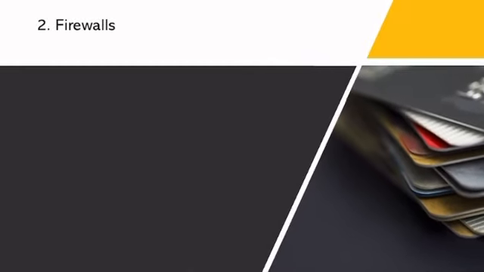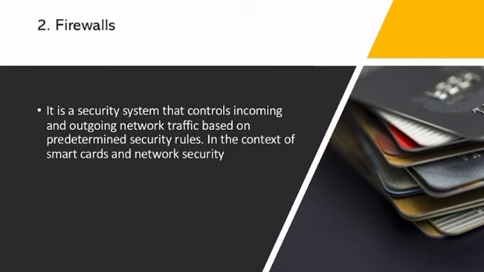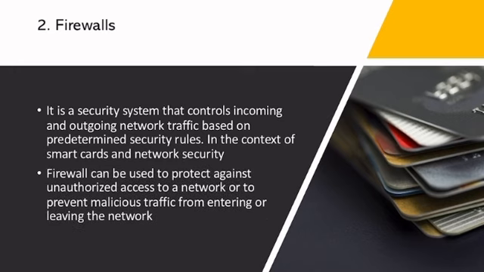Let's move to the second item, which is firewalls. A firewall is a security system that controls incoming and outgoing network traffic based on predetermined security rules, in the context of smart cards and network security. Firewalls can be used to protect against unauthorized access to a network or to prevent malicious traffic from entering or leaving the network.